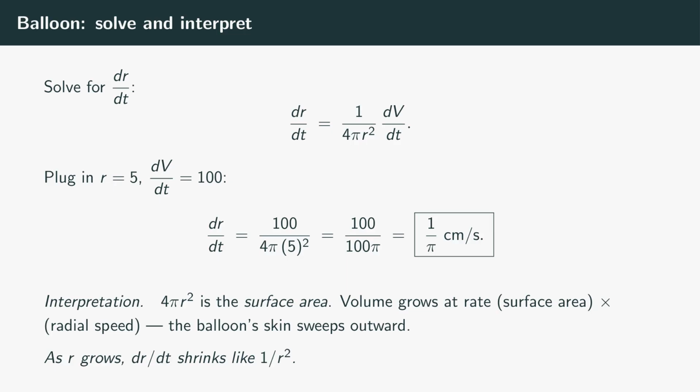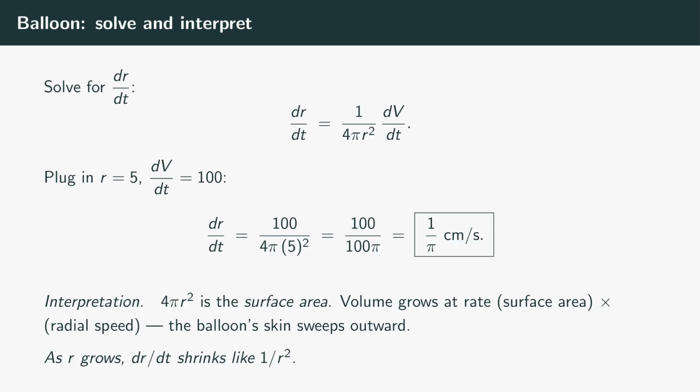4 pi r squared is the surface area of the sphere. The rate equation says, volume growth rate equals surface area times radial expansion speed. Imagine the balloon surface as a thin shell. In a tiny time, dt, the shell moves outward by dr, sweeping out a volume equal to surface area times thickness, surface area times dr. Divide by dt, and there it is. The chain rule, geometry, and physical intuition all saying the same thing in 3 different languages.